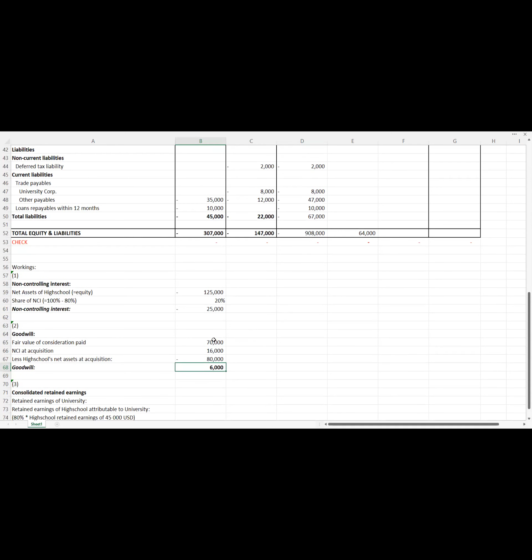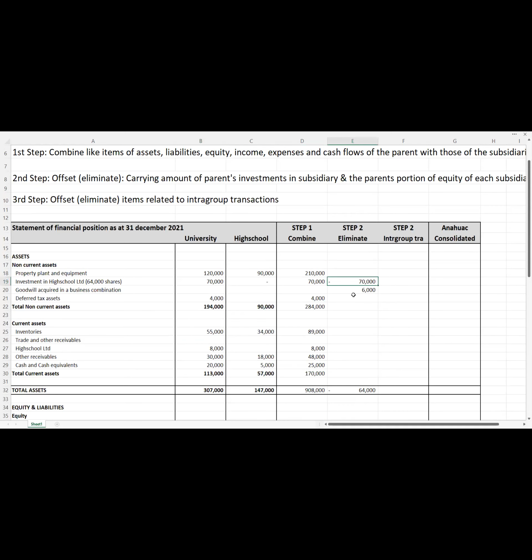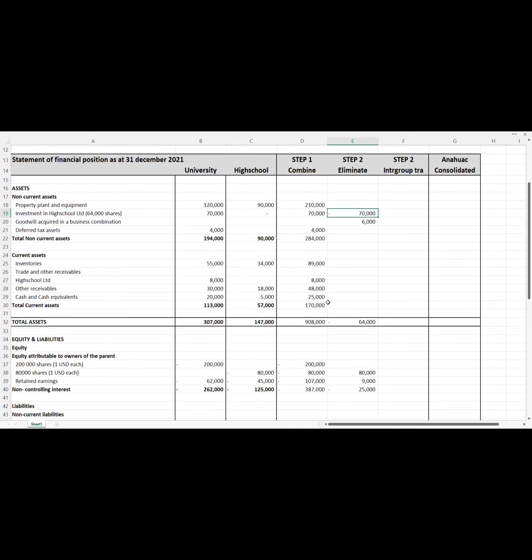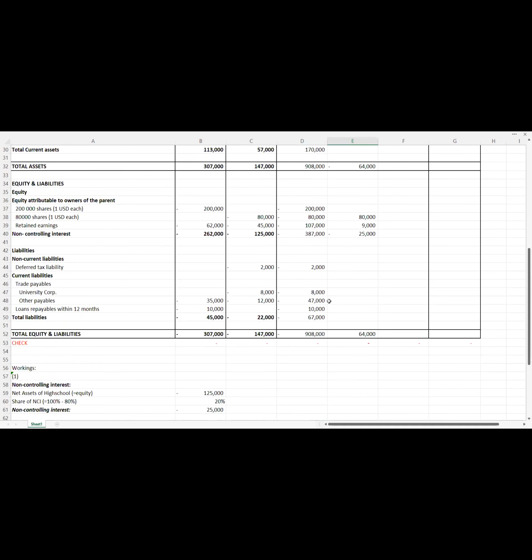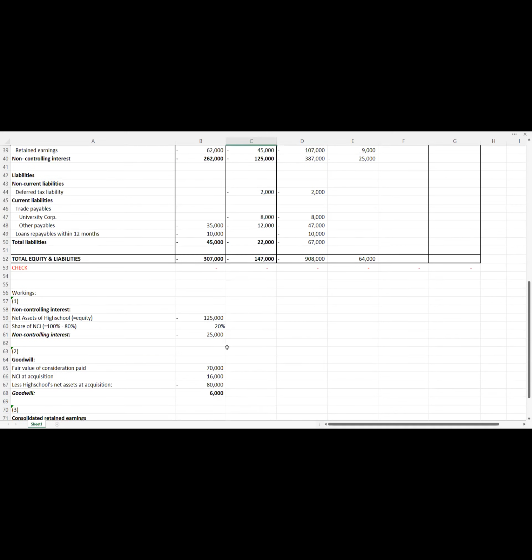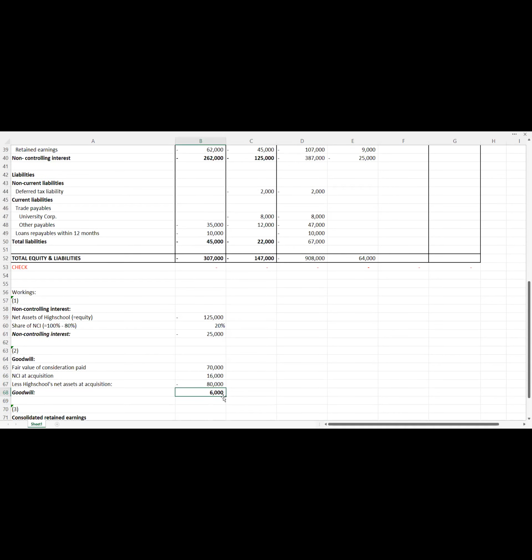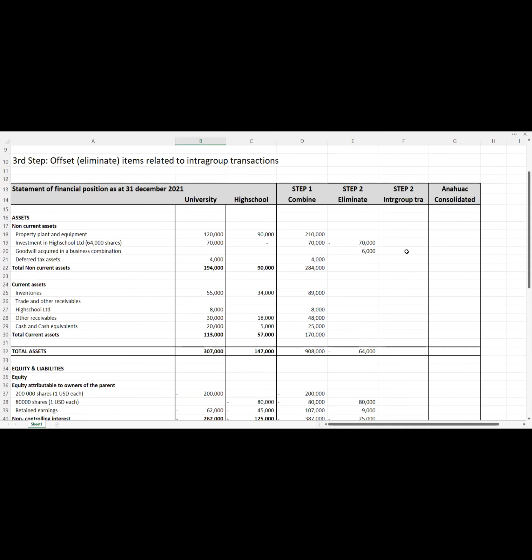Oh, okay. Because as you might see, in here you're watching 70,000. But if you take the equity section, we have 80,000, and this 6,000, guys, be very careful because you have to do an impairment test. What do you understand by impairment test?